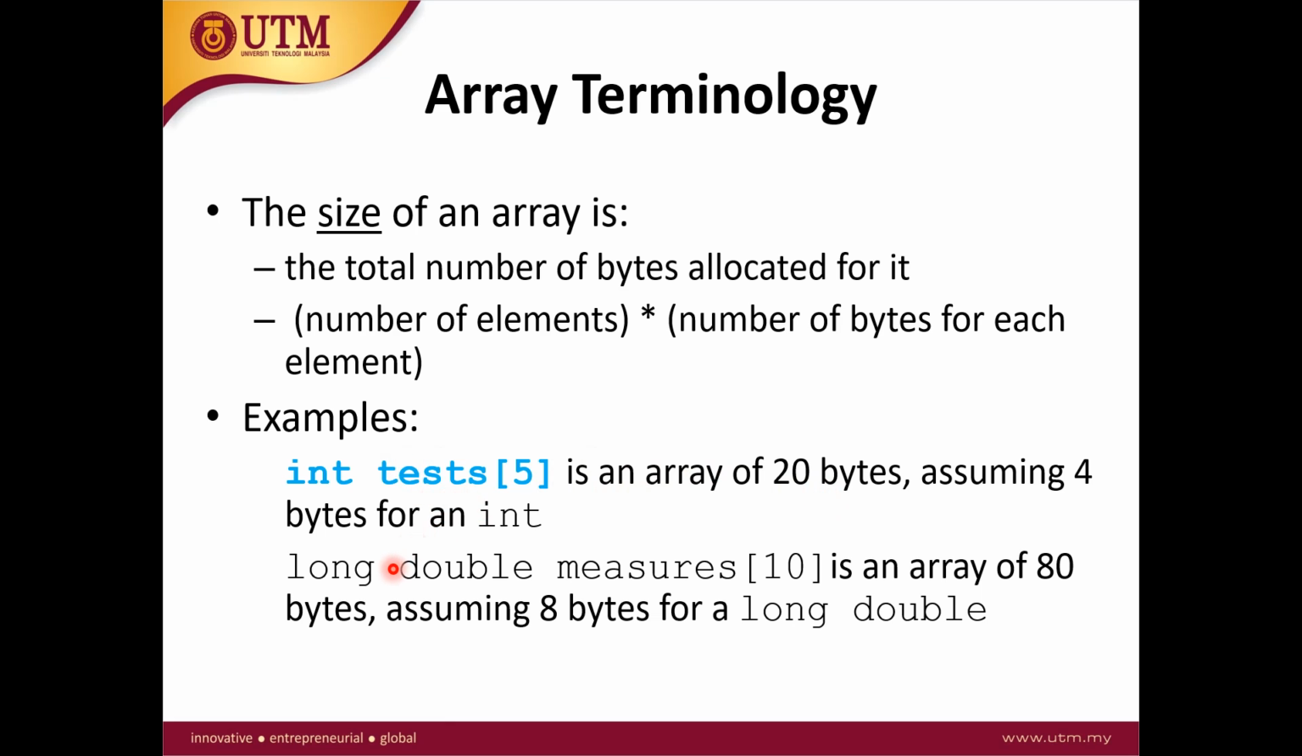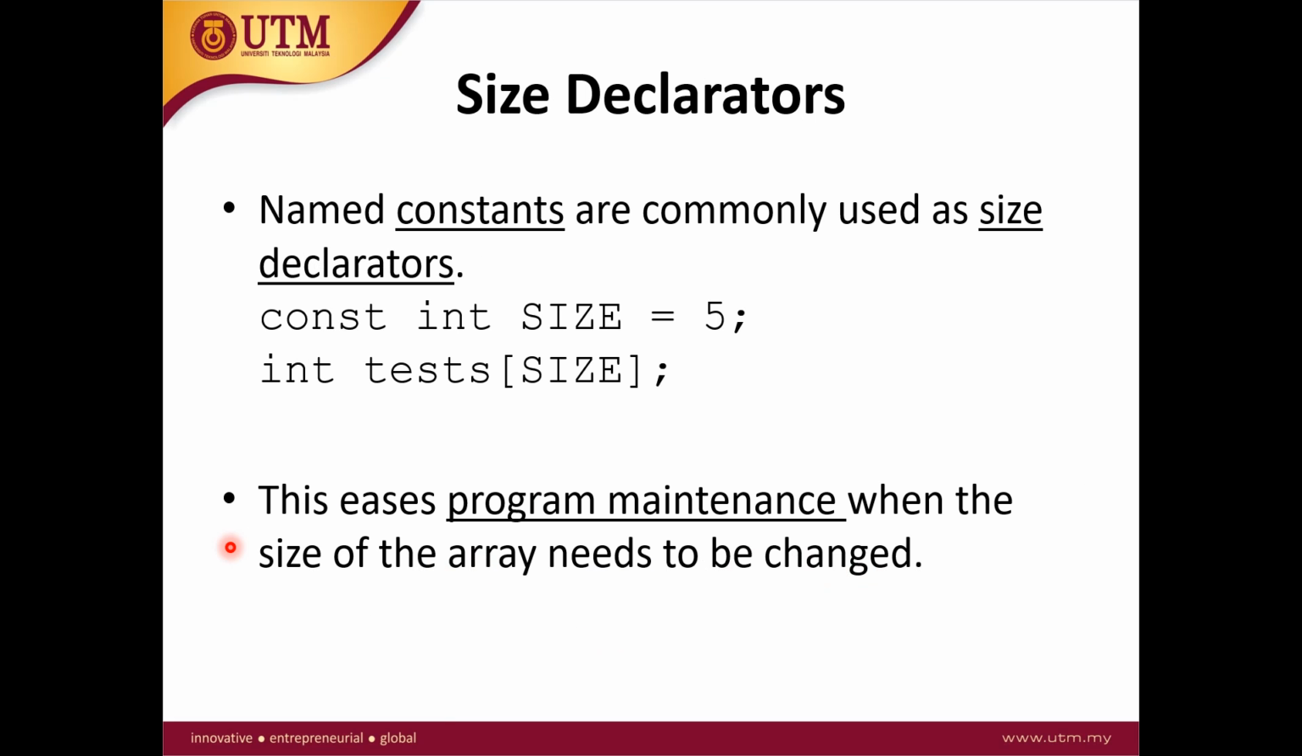And this one, long double measures, and the size is 10. This is going to be 80 bytes. Why? Because we are assuming that each long double is going to allocate 8 bytes inside the memory, and 8 multiplied by 10 different long double elements is going to be 80 bytes.